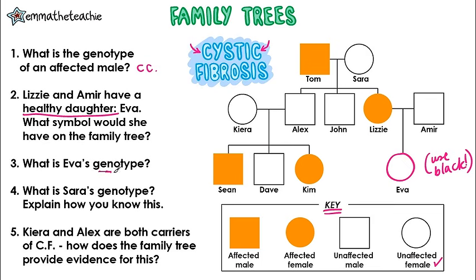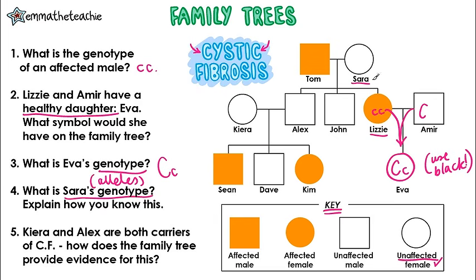Okay, what is Eva's genotype? Genotype just means what alleles she has. So we already know that she's unaffected, which means she has a normal dominant allele, which she got from her dad. But her other allele will have come from her mother, who has got cystic fibrosis, and therefore she can only pass on a little c to Eva. So Eva's genotype is big C, little c. 4. What is Sarah's genotype, and explain how you know this?